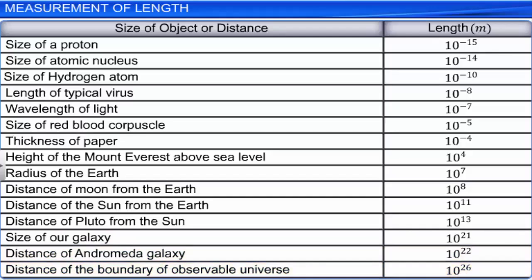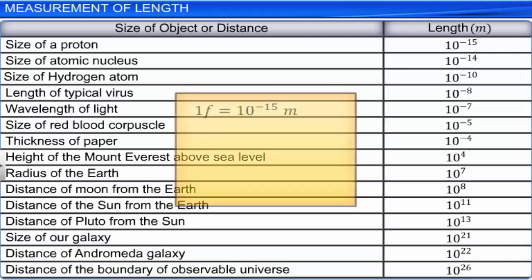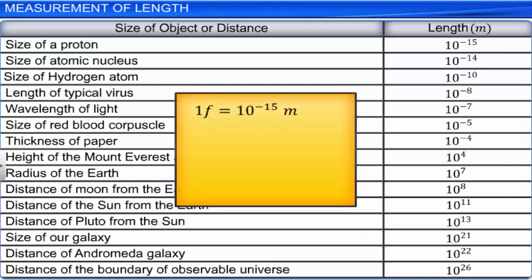Fermi, denoted by small letter f, which is equal to 10 to the power minus 15 meter. Angstrom, denoted by accented A, equal to 10 to the power minus 10 meter. Astronomical unit, denoted by AU, that measures the average distance of the Sun from the Earth, which is equal to 1.496 into 10 to the power 11 meter.